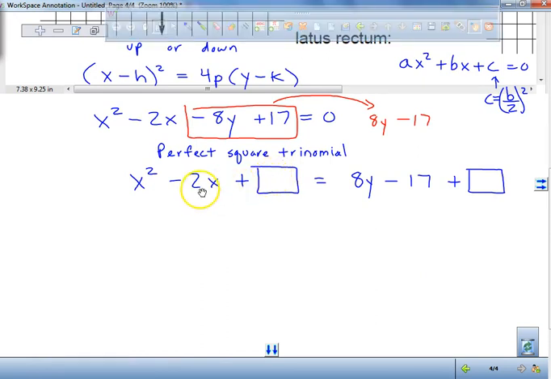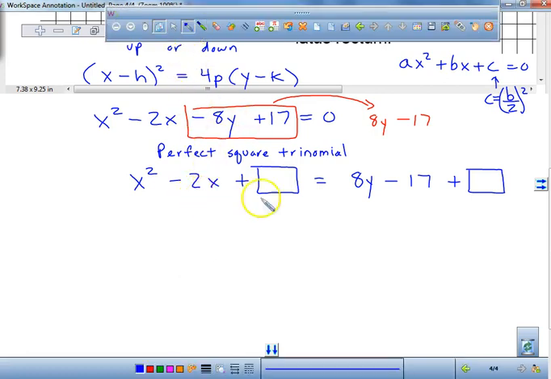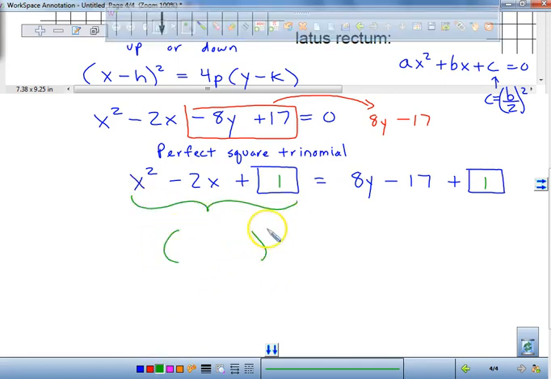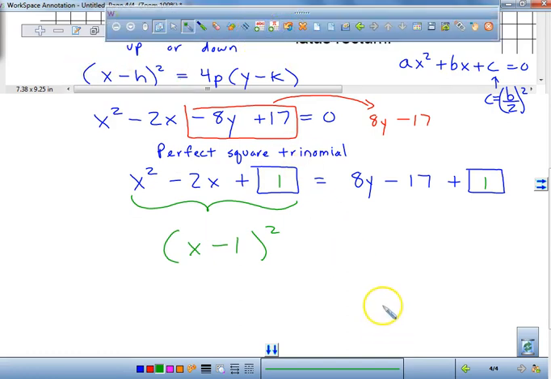What's half of negative 2? 1. Close. Negative 1. And what's negative 1 times negative 1? Positive 1. So I got to put a plus 1 here. If I put a plus 1 here, I got to put a plus 1 there. Now, what does this factor to? X minus 1 squared. And that's what I needed to do. I needed to get it to this form right here. All right? I had to complete the square.